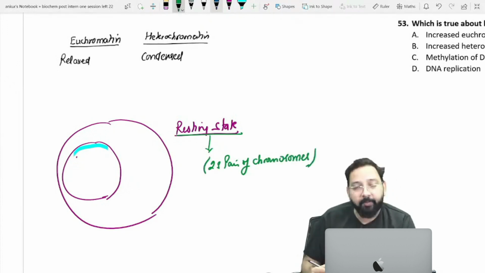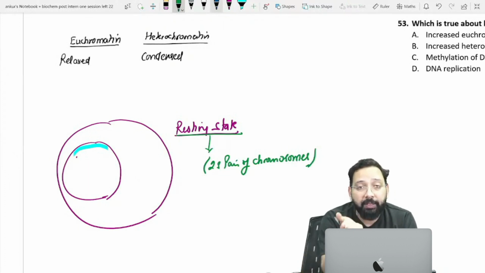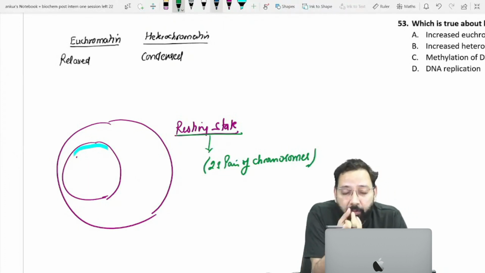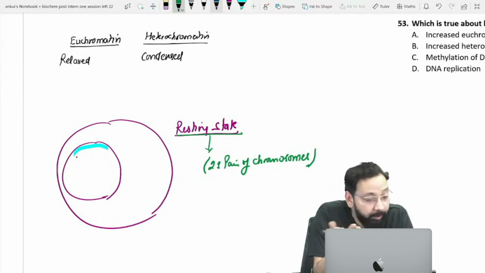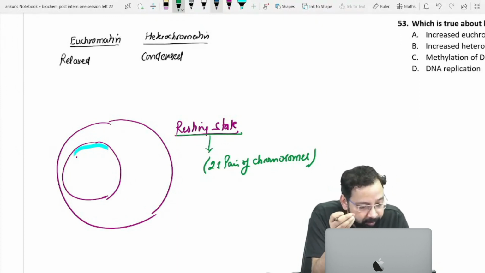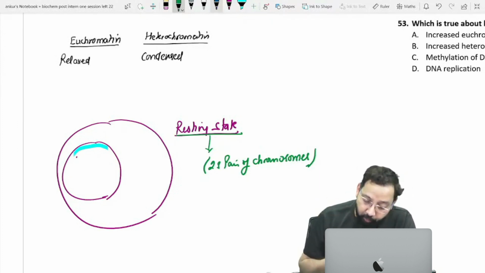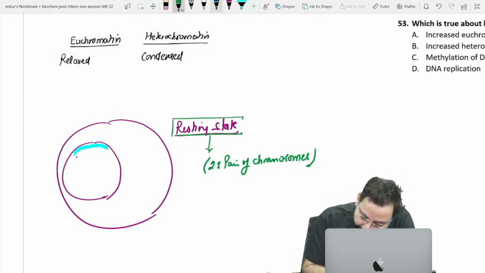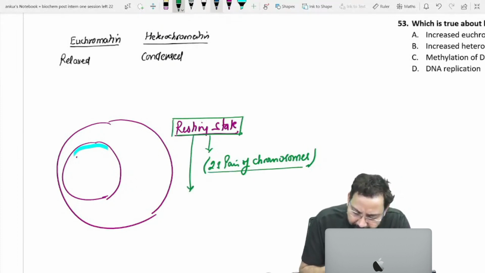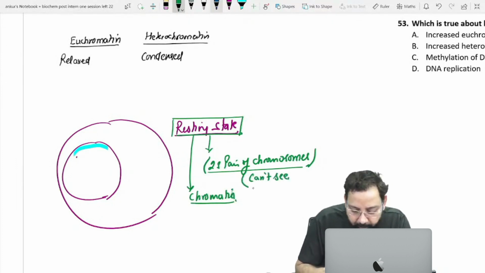How many chromosomes are there? 23 pairs of chromosomes. If I give you a cell in resting state, not dividing, and I ask you, can you visualize the number of chromosomes by any technique? Can you see how many chromosomes are there? Yes or no? You can't see. When the cell is not dividing, in resting state, these 23 pairs of chromosomes, the genetic material, are present in the form of chromatin. You can't see chromosomes, because the genetic material is present in the form of chromatin.